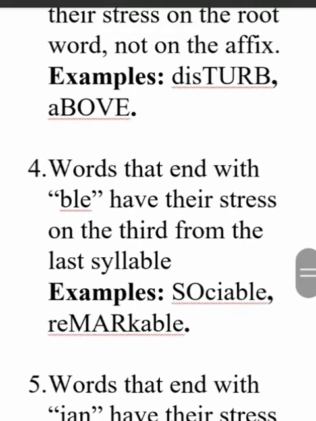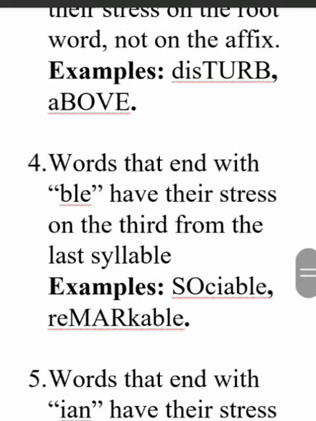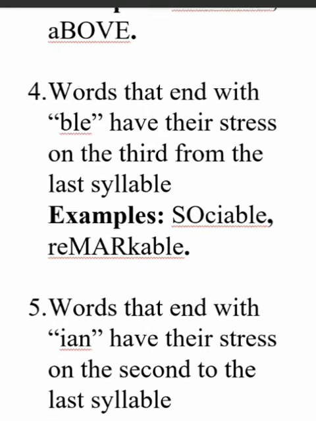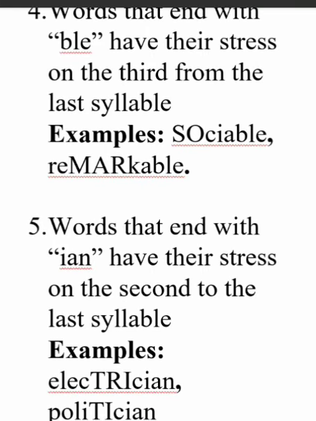4. Words that end with "ble" have their stress on the third from the last syllable. Examples, sociable, remarkable. 5. Words that end with "ian" have their stress on the second to the last syllable.